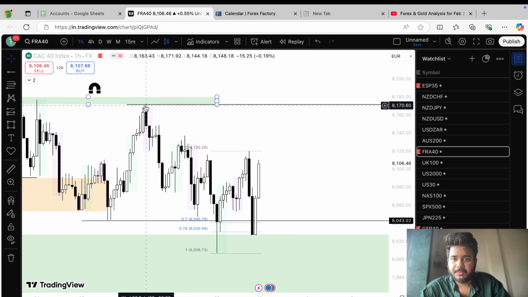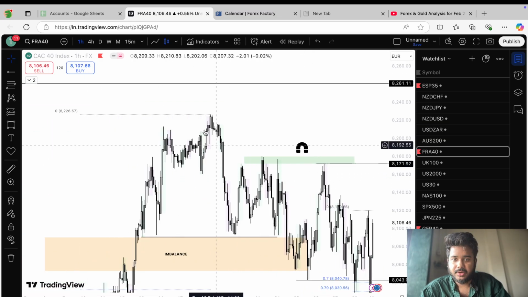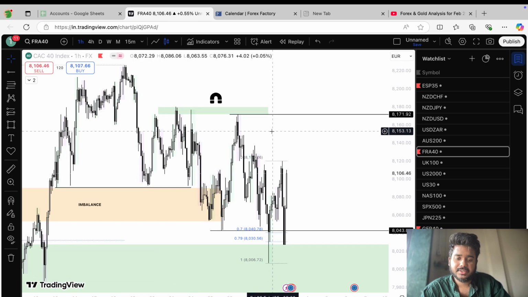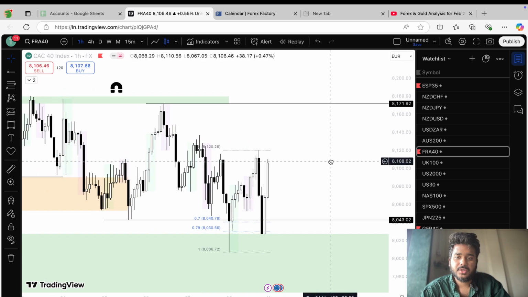So this is going to be the TP for us. We can keep it over here, over here, over here. But what I'm considering is, I'm very close to passing a challenge right now. So I will exit it over here. Okay. And then we'll move later on.